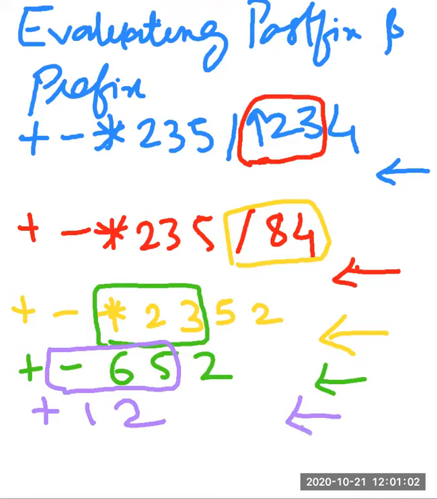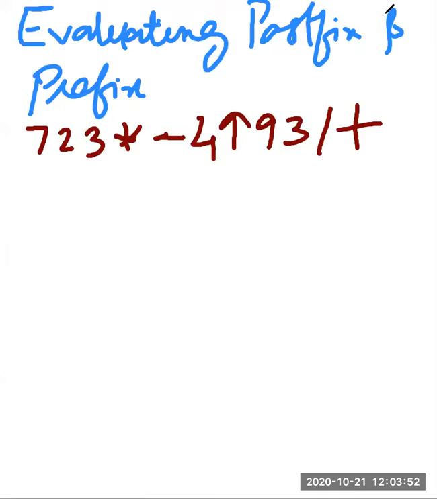Again scan the expression from left to right. Now you find that 2 plus 1 is equal to 3. So this is how you evaluate a prefix expression. We have to scan from left to right, and scan till the point you get the first operator, and block the first operator and the two operands.